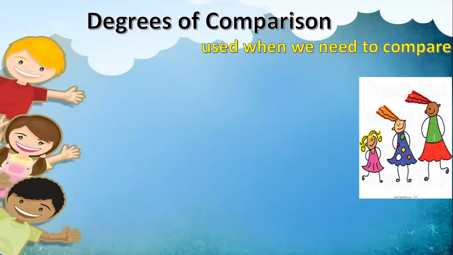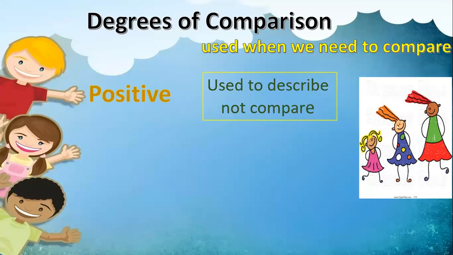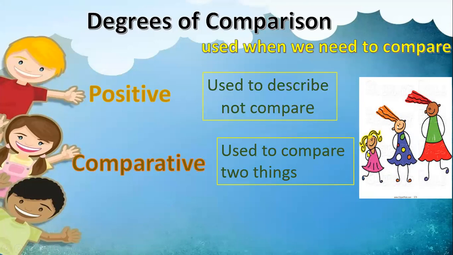In English, there are 3 degrees of comparison. First is positive degree. It's used to describe, not compare. For example, we describe one here. Okay, she's a tall girl. And comparative, the second one, is used to compare two things. Let's look at these two girls and we can say she's taller than her. So we are comparing two people, yeah? So here it's used to compare two things or two people.